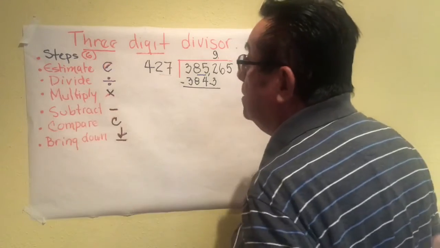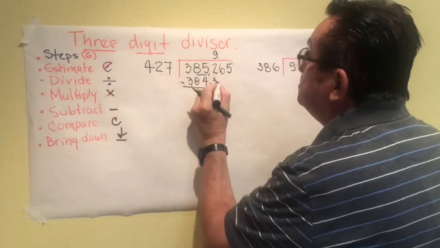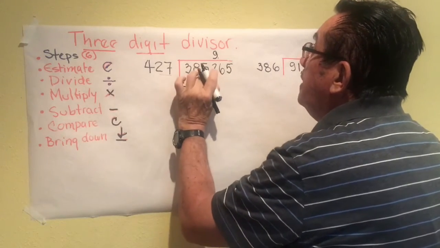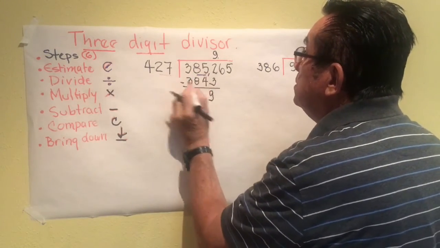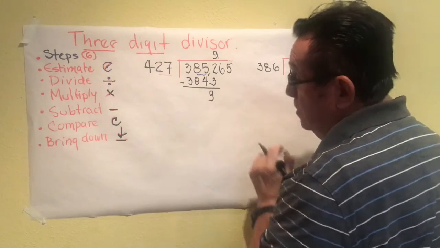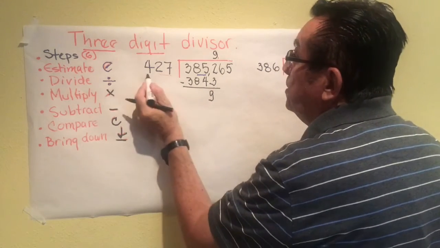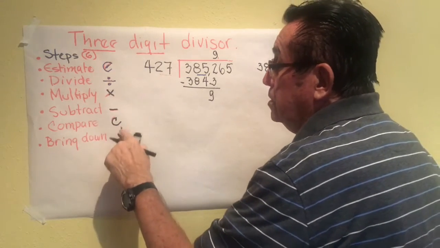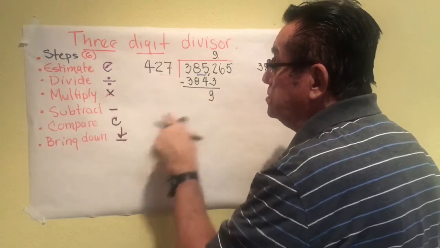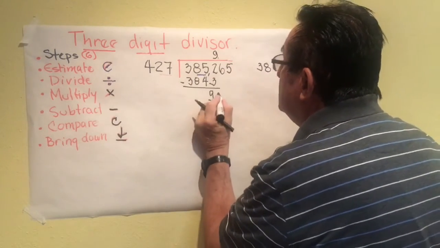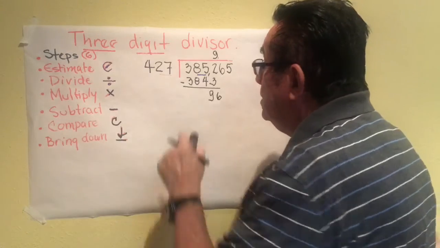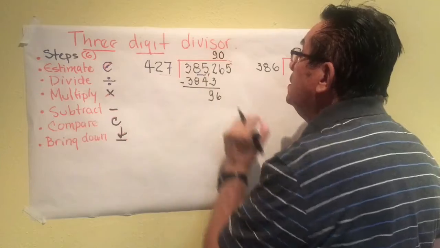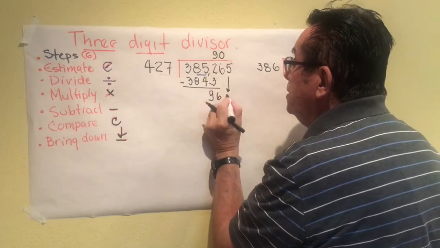So I go to step number 1, 2, 3, 4. I subtract. 12 minus 3 is 9. 5 becomes 4. It gets 0, 0, 0. So the remaining is 9. Oh, 9 is very small to be divided by 427. So I go to this comparison. I cannot do it. So I'll have to bring down the next number. This is 6. Okay, 96 is smaller, so I cannot divide it, so I will put 0 here. I will have to bring down number 5.